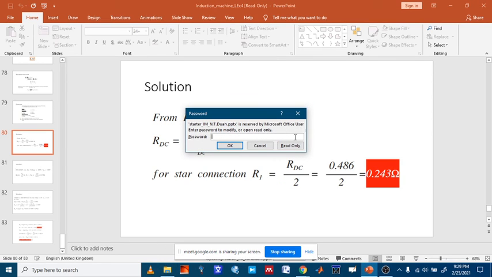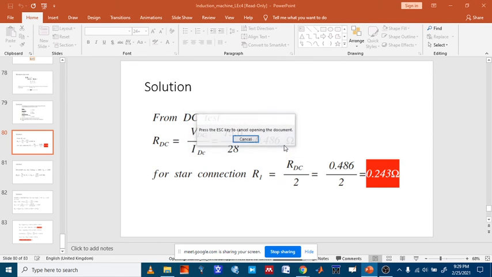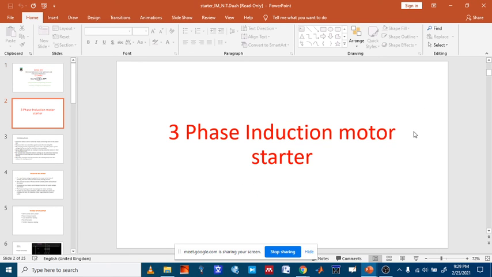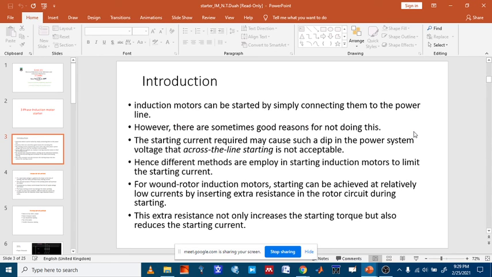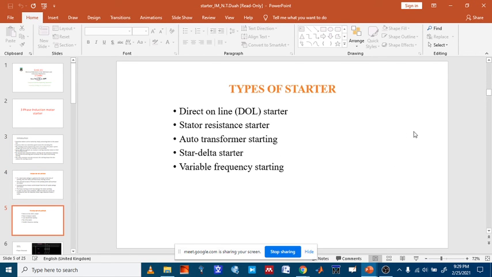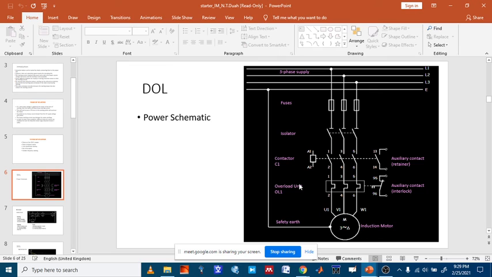So we are done for the induction machine. There's the starting of a three-phase induction motor. This one will be a reading assignment. You can just read this: direct online starter, resistance starter, transformer starter, and other types of starters. So you should know this. Variable frequency starting. Direct online.